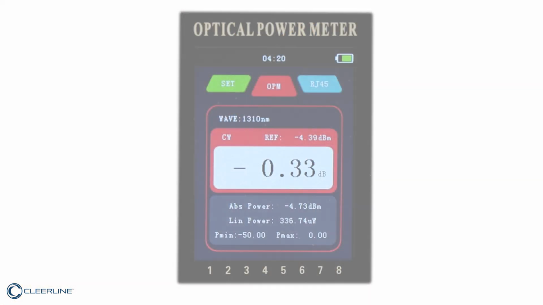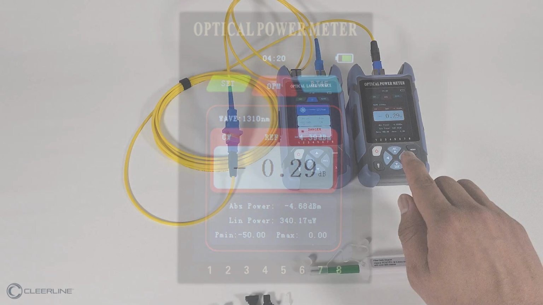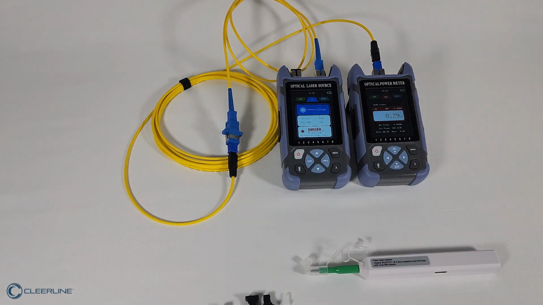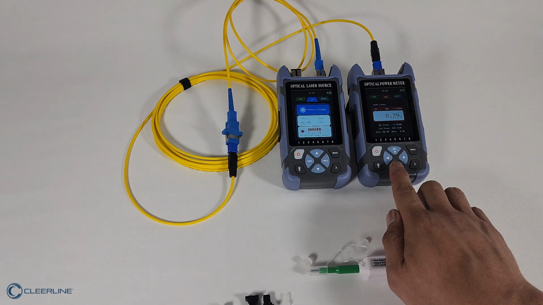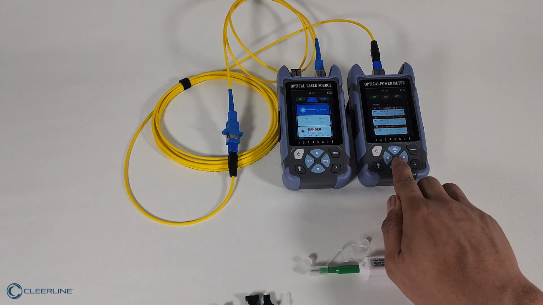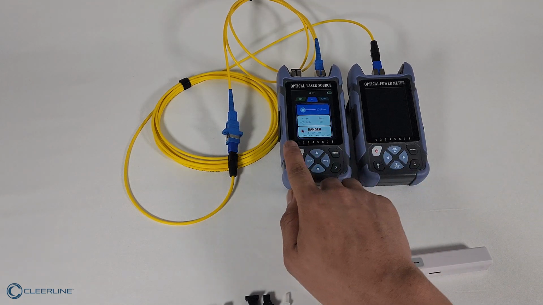Observe the loss reading on the OPM. For more information on loss value, please refer to the TIA 568 standards. Now save the result by pressing and holding the Save button. You can review all saved results by pressing the Save button, and this will display on the power meter's LCD screen. You have now completed the test of your SC to SC single mode cable.